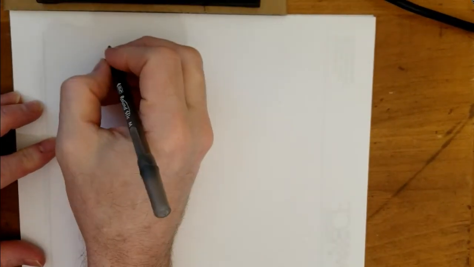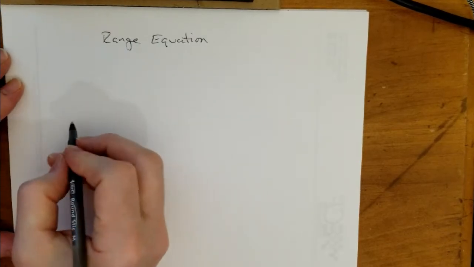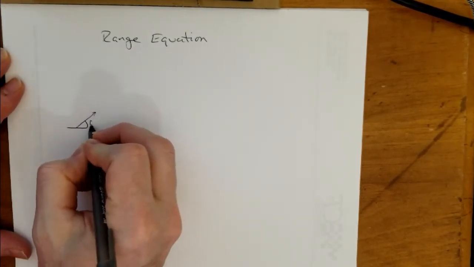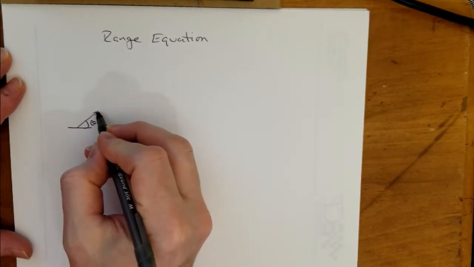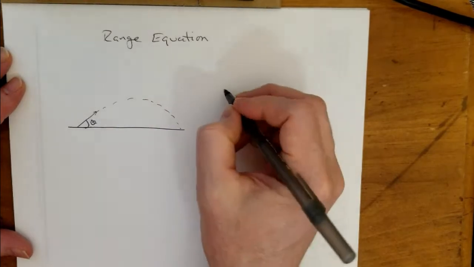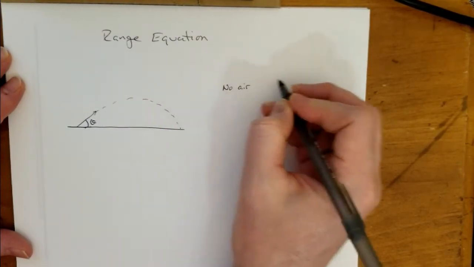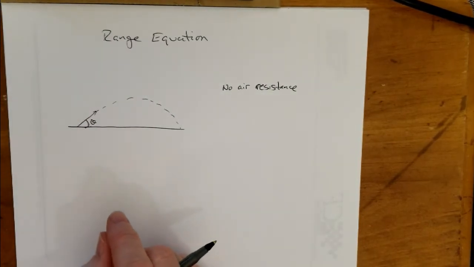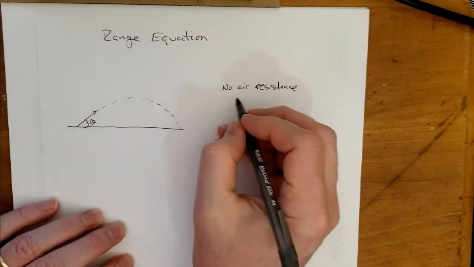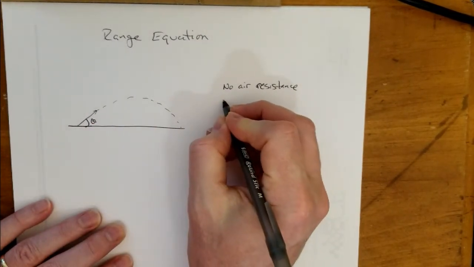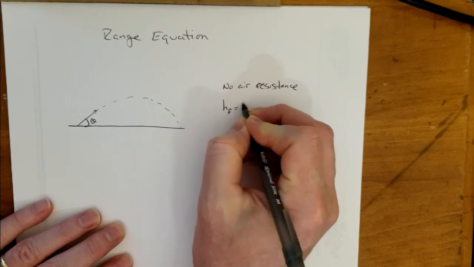Let's derive the range equation. Recognize that there's a very big restriction on this: if I'm shooting up at some angle theta, the big restriction is, well, no air resistance, as typical. That's not the big one. But the big restriction between this and, let's just say, a projectile motion lab is that the final height and the initial height must be the same. So final height equals initial height.